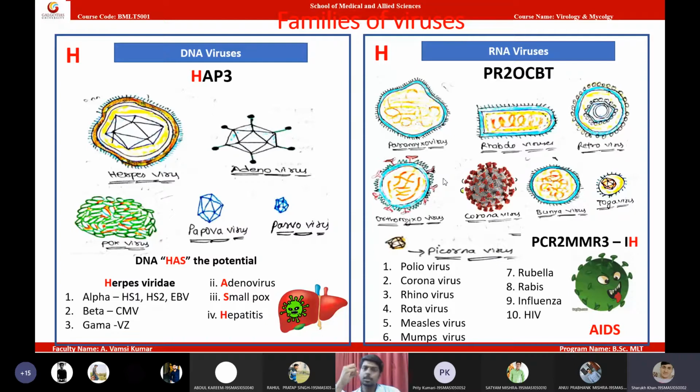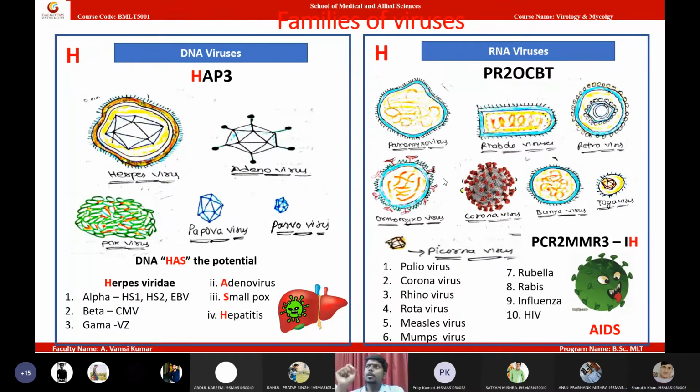Three types, sir. Yes, what are the three types? Icosahedral, helical, and complex. Very good. And depending upon the shape? Bullet shape, brick shape, broad, spherical. Bullet shape. Okay, very good.